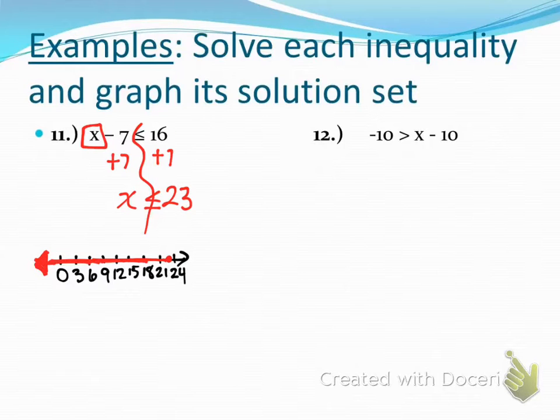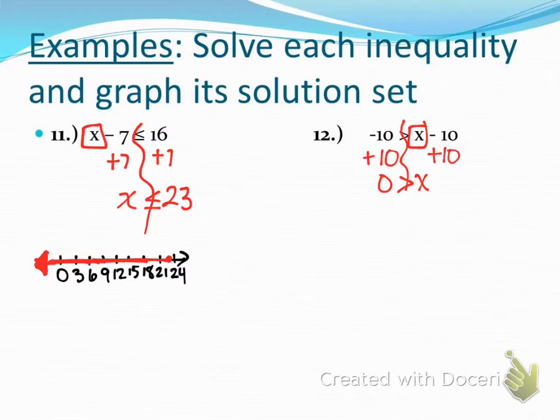All right, on number 12, we need to get x by itself first. Jeriel, how are we going to get x by itself? How do we undo subtraction, Jeriel? I'm sorry? We add 10 to both sides. Negative 10 plus 10 is 0. We have 0. That's a greater than symbol, x.